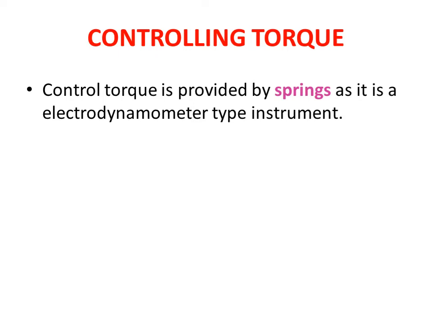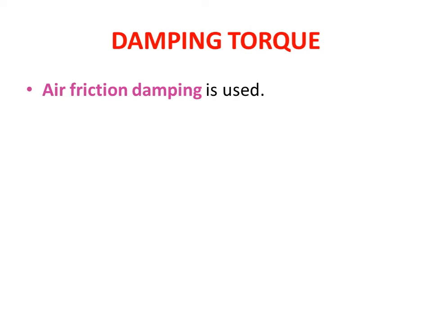Now, the controlling torque used in the dynamometer type wattmeter is provided by the springs. Through springs, the torque can be controlled, and we can control the pointer here. And the next one is the damping torque. Of course, here air friction damping torque is used.